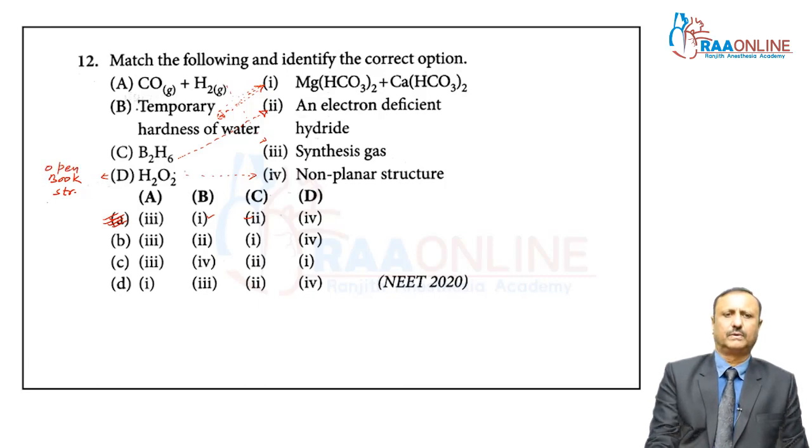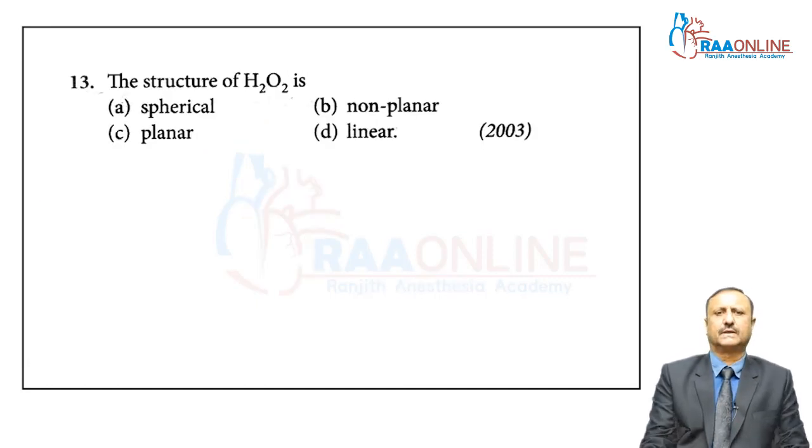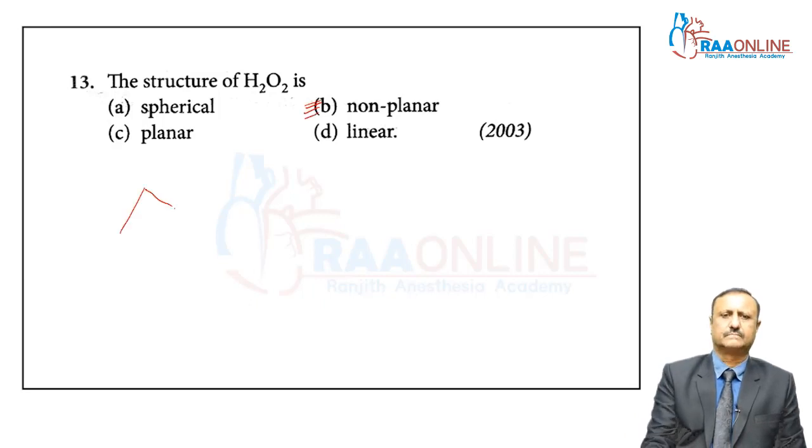You can get the open book structure. Now, we can see here question number 13. The structure of H2O2 is spherical, non-planar, planar or linear. Now, it is an open book structure, so it is non-planar. In this type you can see the structure, here a hydrogen and hydrogen, so it is a non-planar structure.